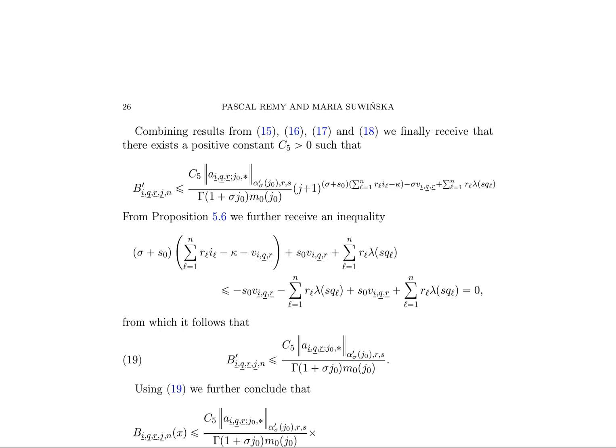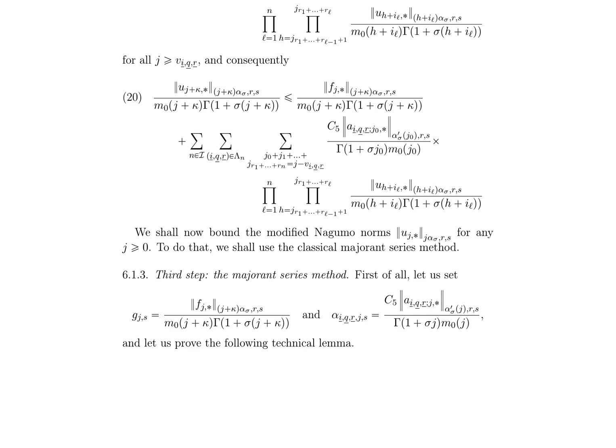To bound these norms for any j greater than or equal to 0, we employ the classical majorant series method. In the first step of this method, we define g_{j,s} and alpha_{i,q,r,j,s}, where g_{j,s} represents the product of f_j, p_{j,κ,q,r,s} and M0 P_j κ Q gamma P1 sigma P_j κ QQ. And alpha_{i,q,r,j,s} is a constant term. The technical lemma to be proved involves these definitions.